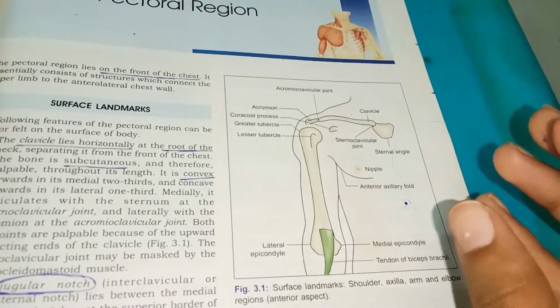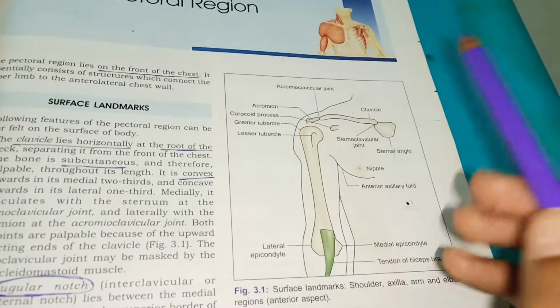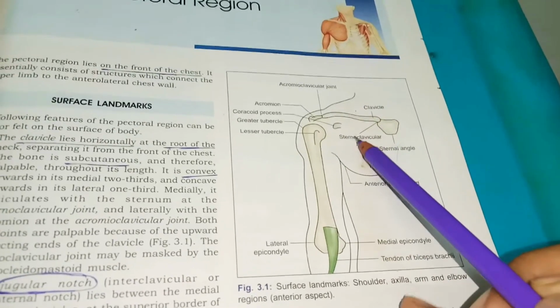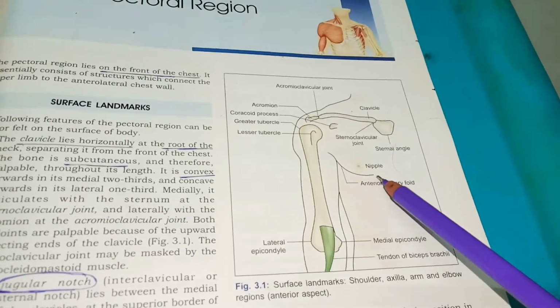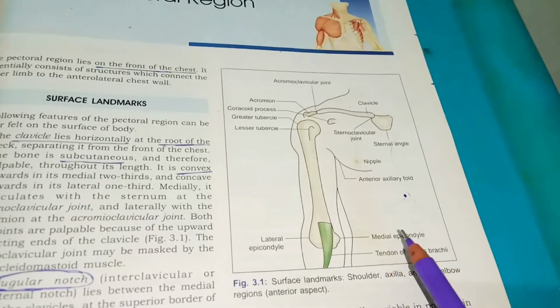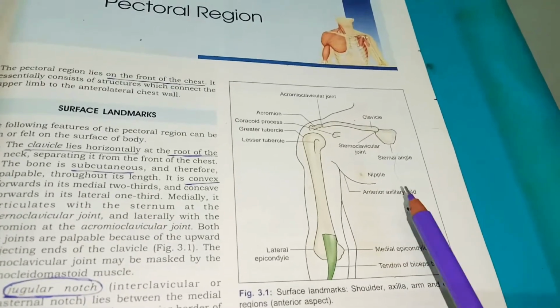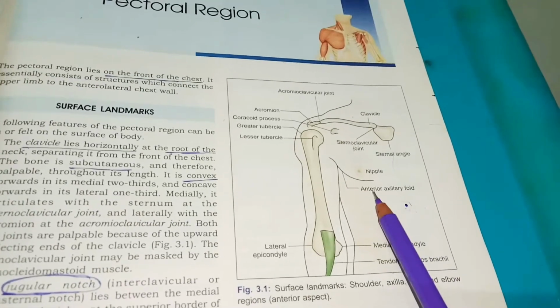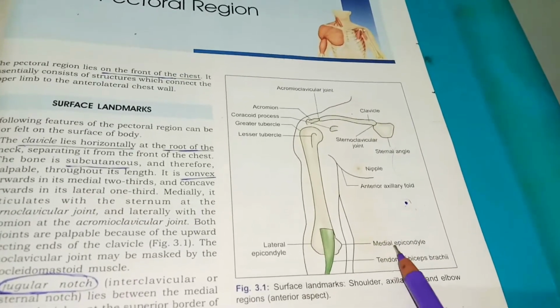Now we will move on to the mid-clavicular line. The mid-clavicular line is the 6th surface landmark. It's a vertical line which comes from the tip of the 9th costal cartilage and continues up to the mid-inguinal point. So it's a vertical line from the tip of the 9th costal cartilage to the mid-inguinal point.